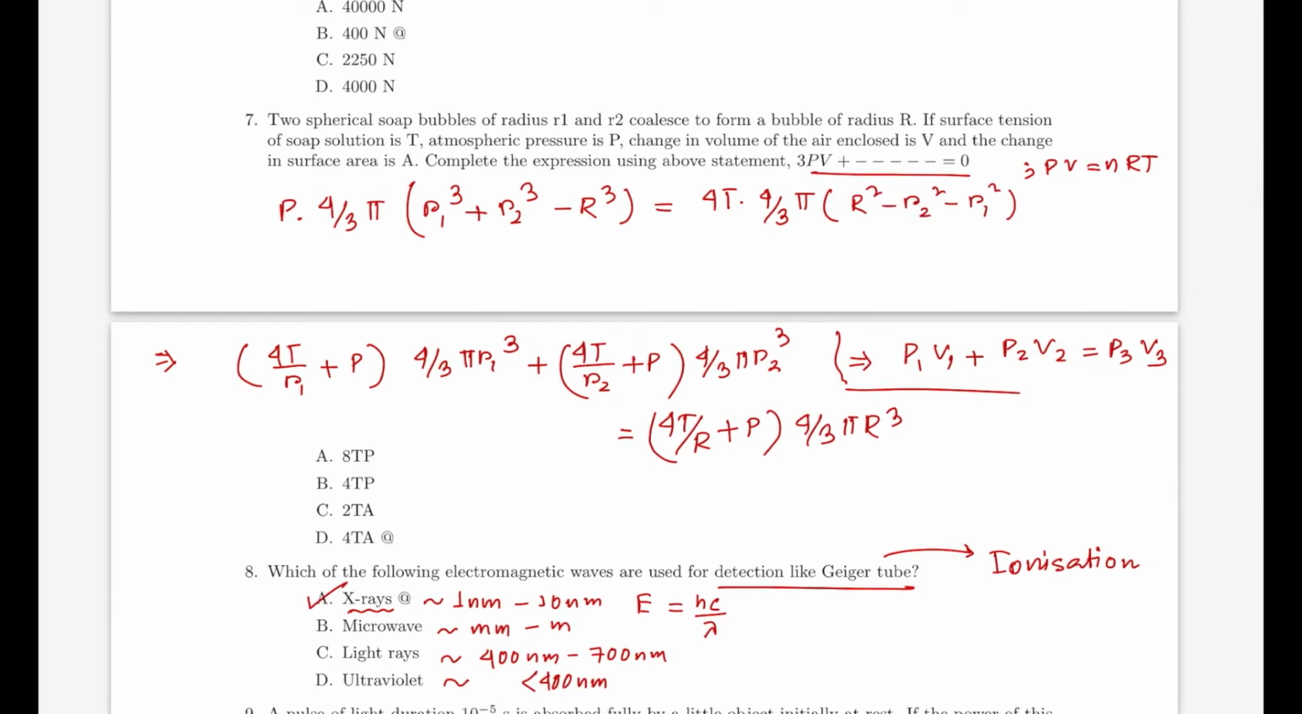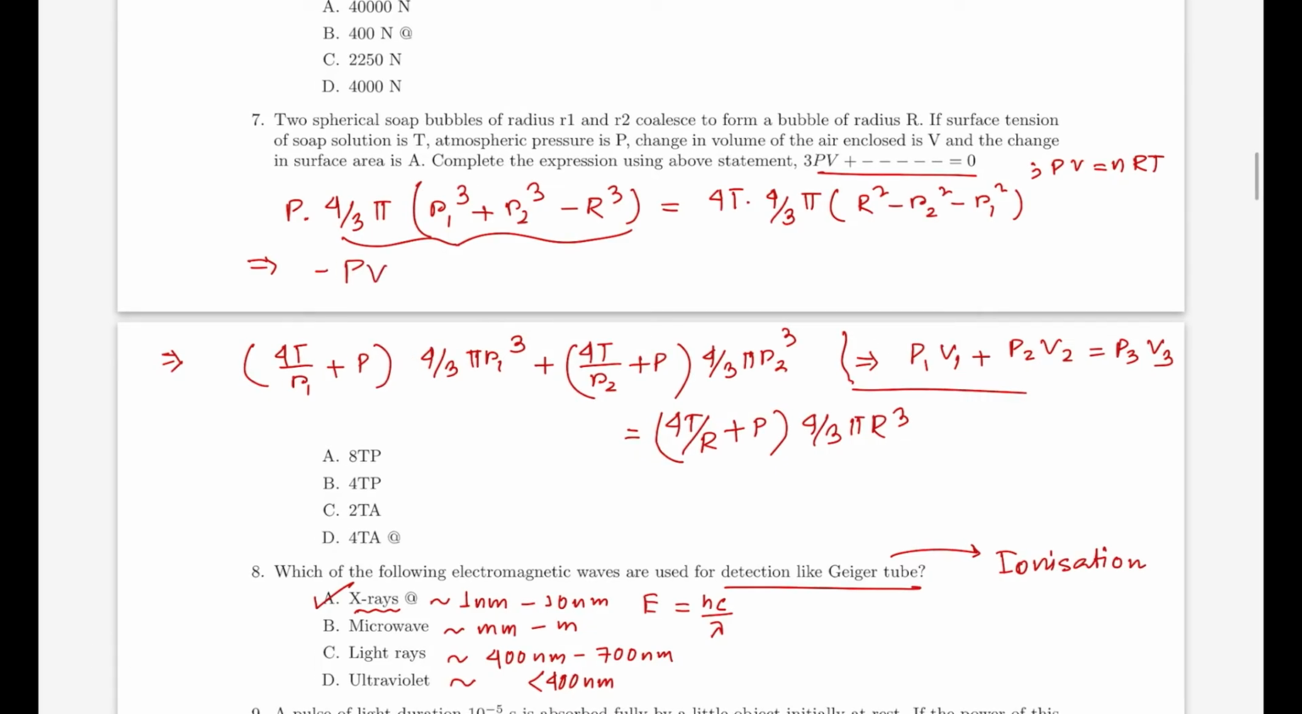And this whole thing on the left is P times minus V, because the final volume minus the initial volume, so you have to put a minus sign. That is equal to 4T by 3, and this 4 pi times R square minus R1 square minus R2 square is the change in area. So this is A, and this would be 3PV plus 4AT is 0. Option D.